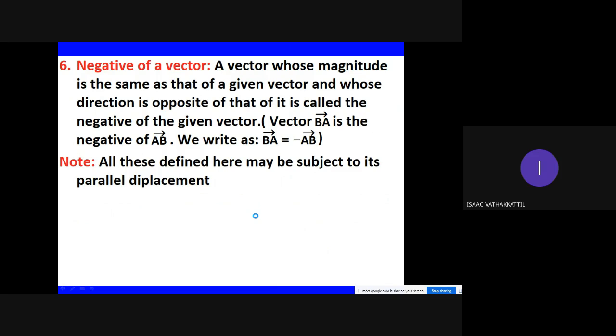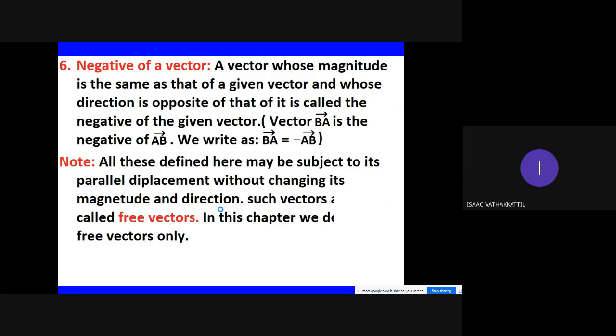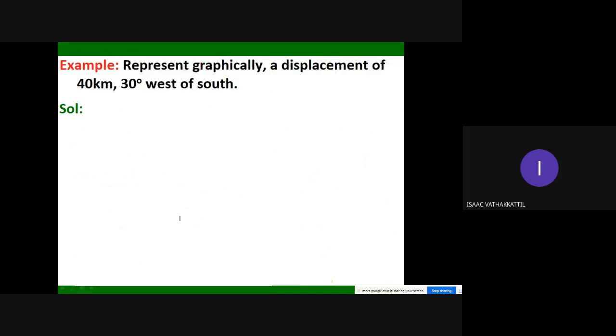All these definitions may be subject to parallel displacement. This is a vector, and even if you have a parallel displacement like this, it is the same vector, irrespective of the initial point or terminal point. Without changing the magnitude and direction, if you make a parallel displacement, they are the same vectors, and we can call them free vectors. In this chapter, we are dealing only with free vectors.